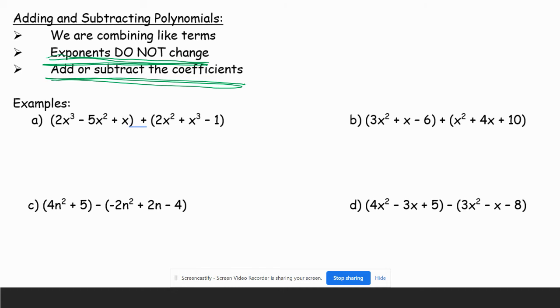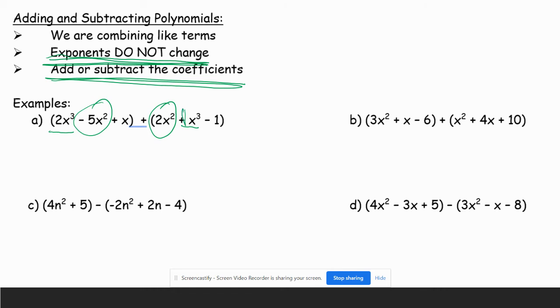Be careful, because they're not always going to be in standard form when we're looking at the problems that we're working with. So sometimes I kind of find my own way to note my like terms by putting similar symbols around them. So I underline my x cubed, and then I circled my x squares. And those are the only like terms that I have.